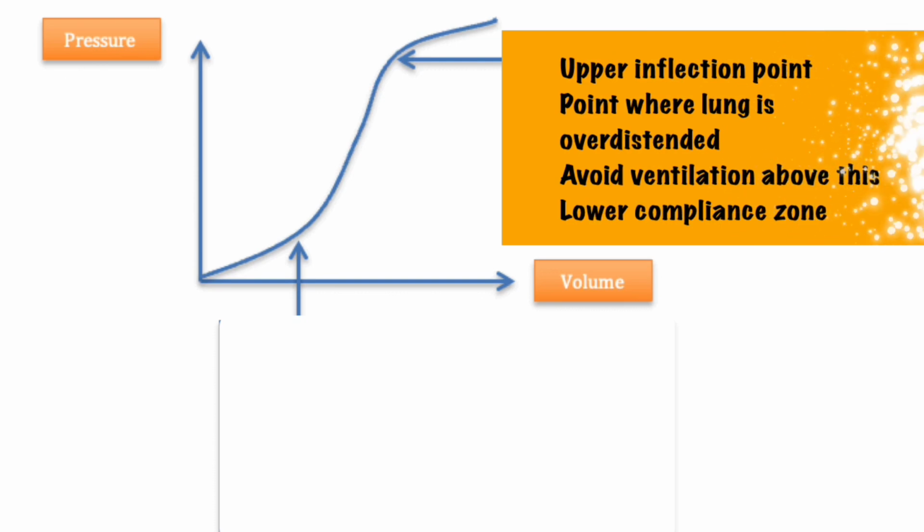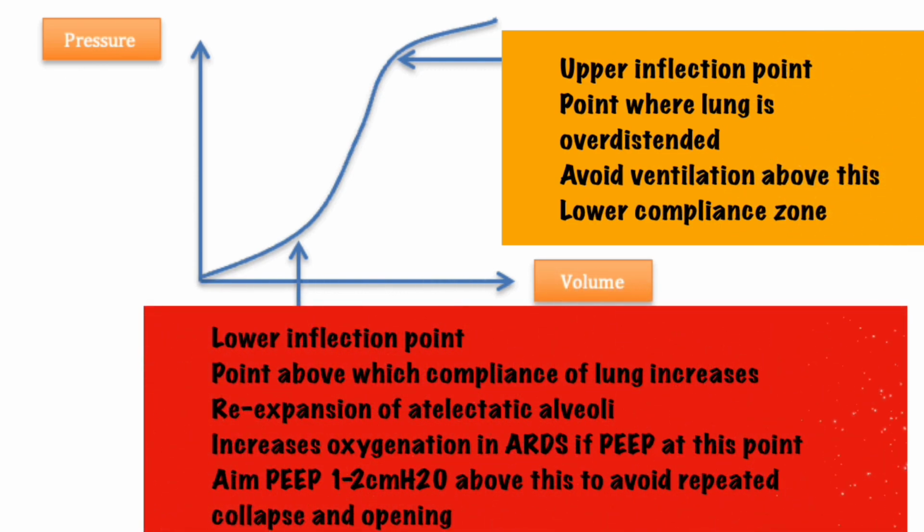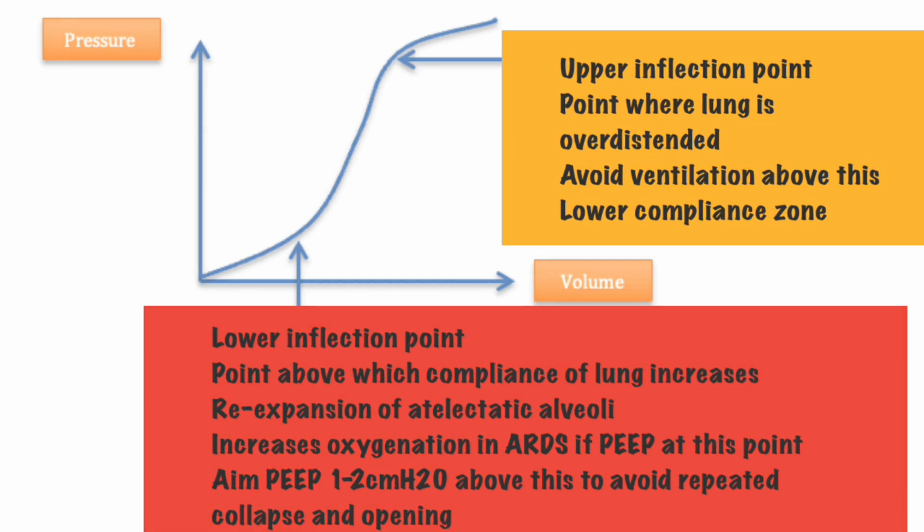Question 3. D. The opening pressure for alveoli and an increase in compliance. The LIP on the PV loop represents the pressure required to overcome surface tension and open alveoli, leading to increased lung compliance.